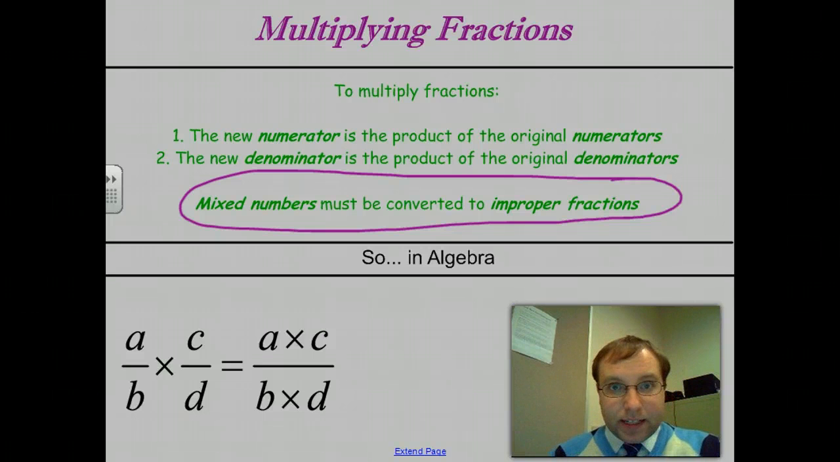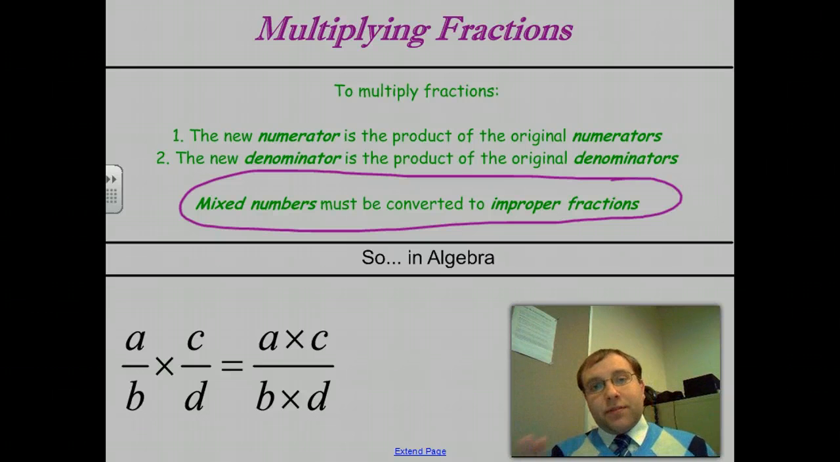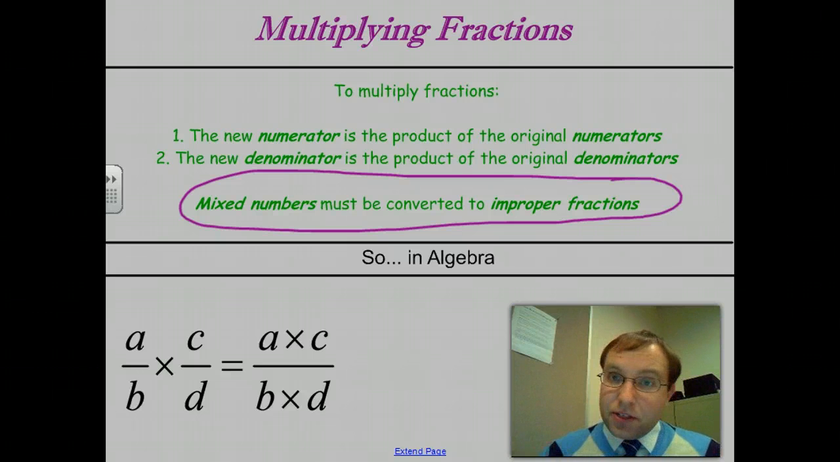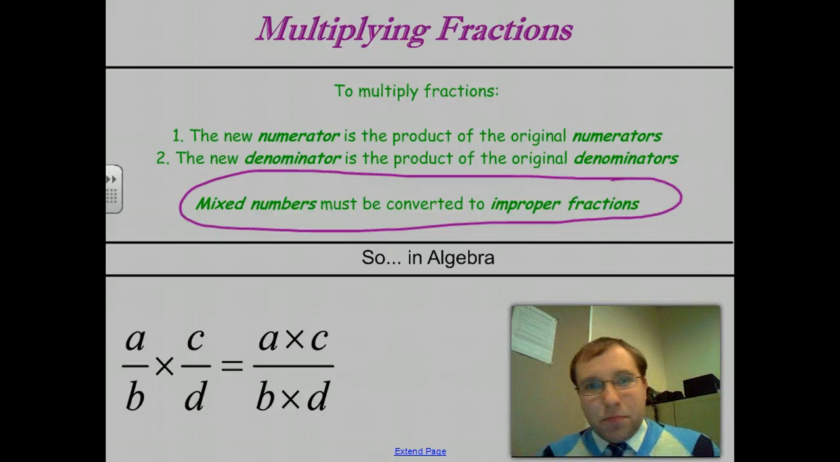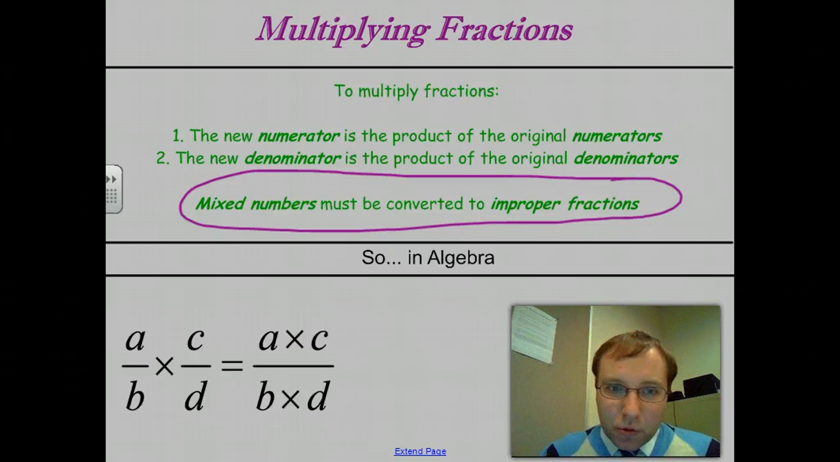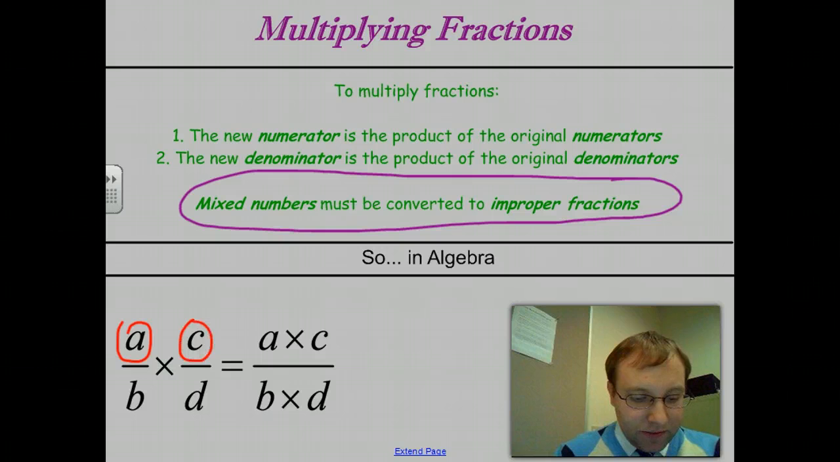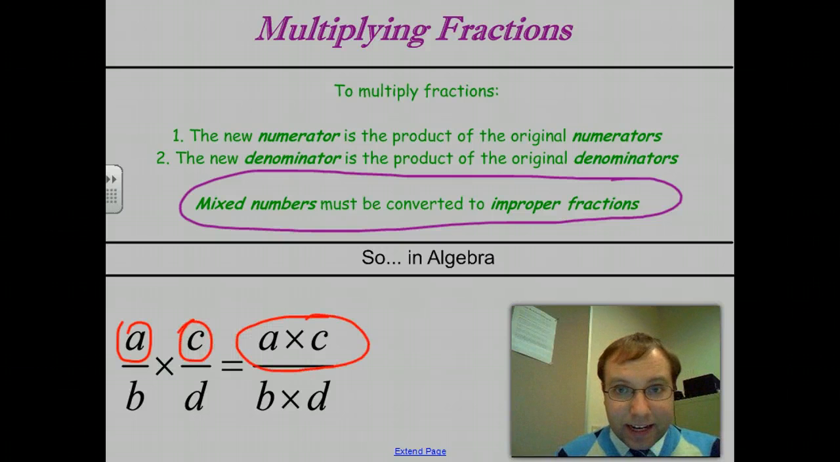So in algebra, looking down at the bottom here, we use variables to represent any integer that we could possibly use because those integers can change. Apart from b and d, which can't be 0 because you can never divide by a 0, a, b, c, and d can be any positive or negative whole numbers or 0 that we want, as long as 0 is a or c. So our two numerators in this case are a and c. We can see that the new numerator, whatever they are, is a times c.